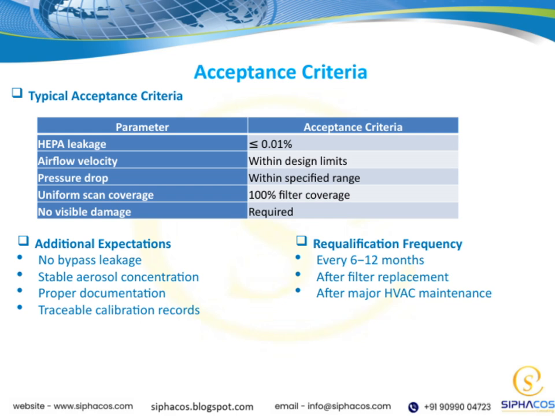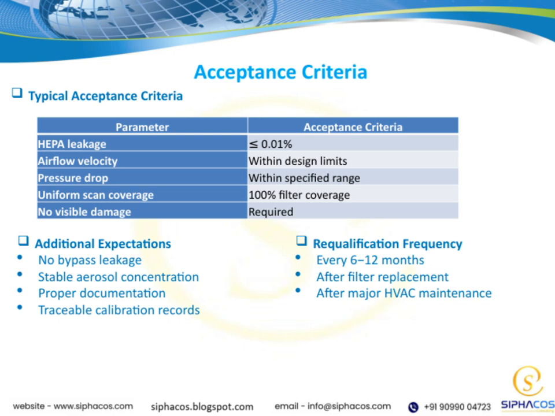Now, moving on to additional expectations. We need to make sure there's no bypass leakage, which means the filters should be properly sealed to prevent unfiltered air from bypassing. The aerosol concentration should stay stable over time, indicating consistent filtration performance. Proper documentation is crucial, especially traceable calibration records, so we can verify maintenance and calibration history if needed.